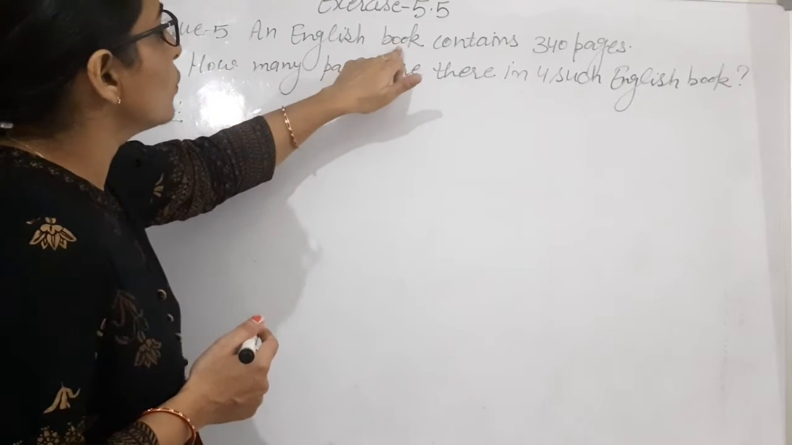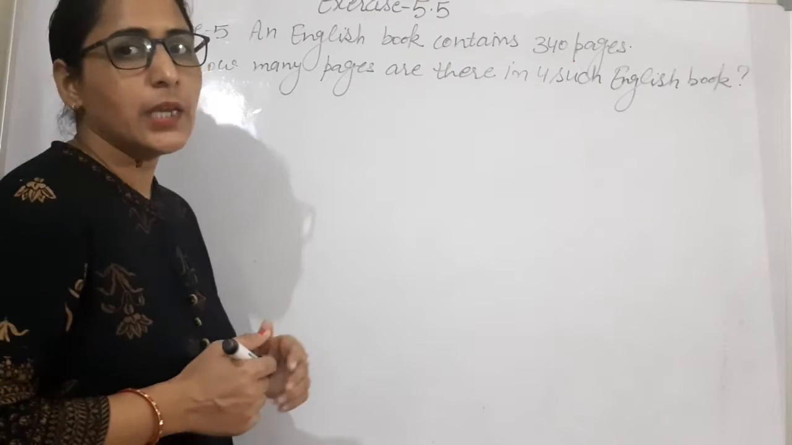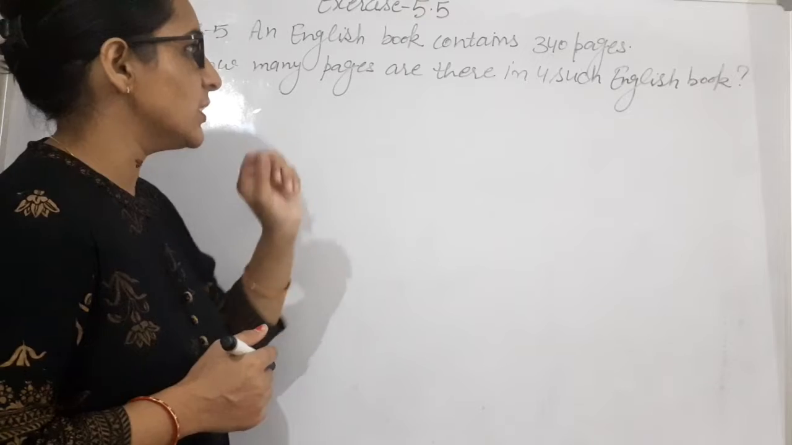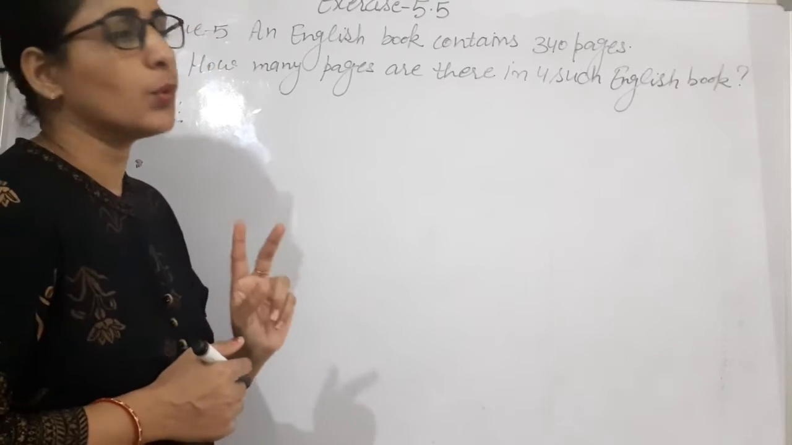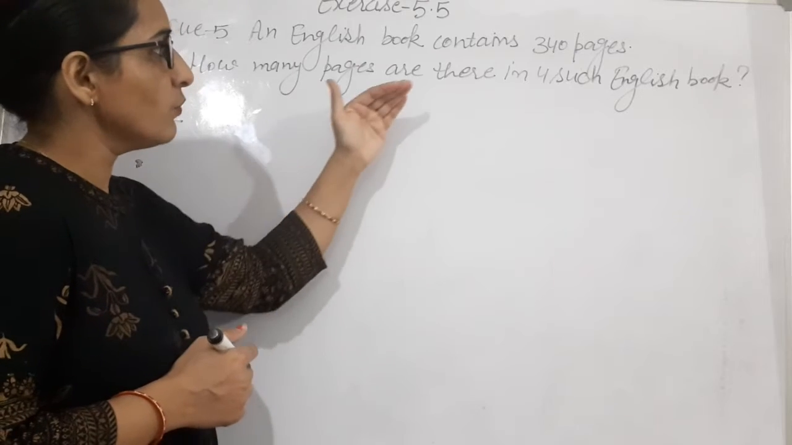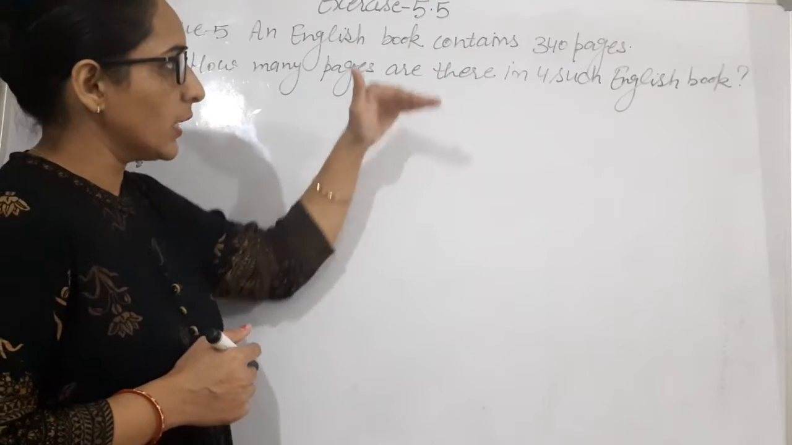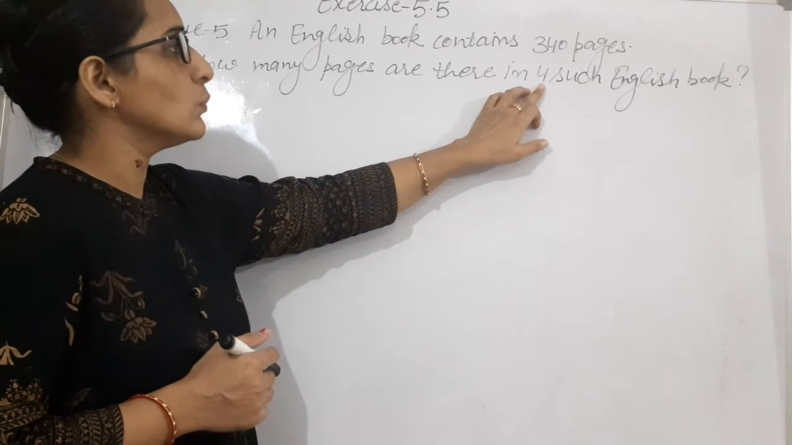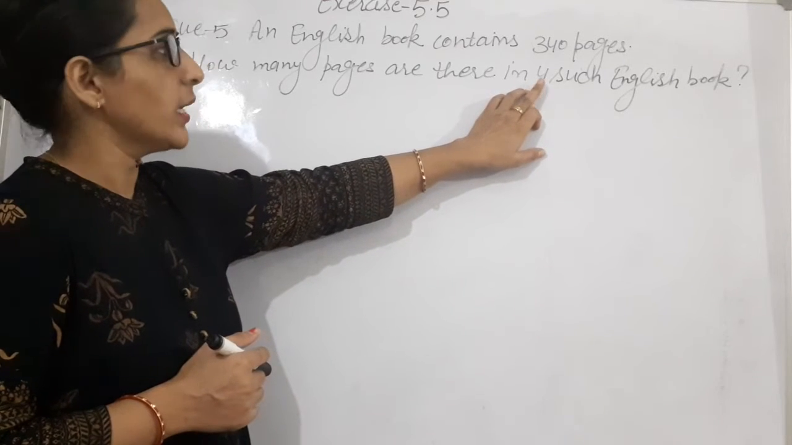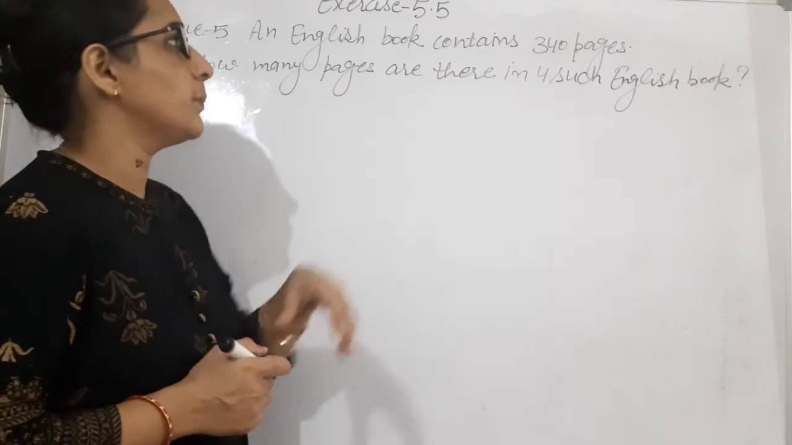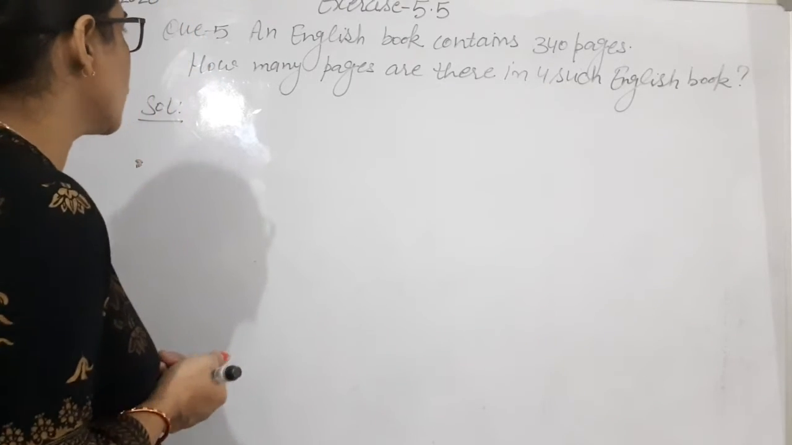An English book contains 340 pages. एक English की book में 340 pages हैं, तो 4 English book में कितने pages होंगे? एक में 340 है, so we are finding here 4. So we again add. Clear? So what do we do? We do the multiplication. Addition means repeating of the addition. It means we will do the multiplication. So let's see how we do this question.